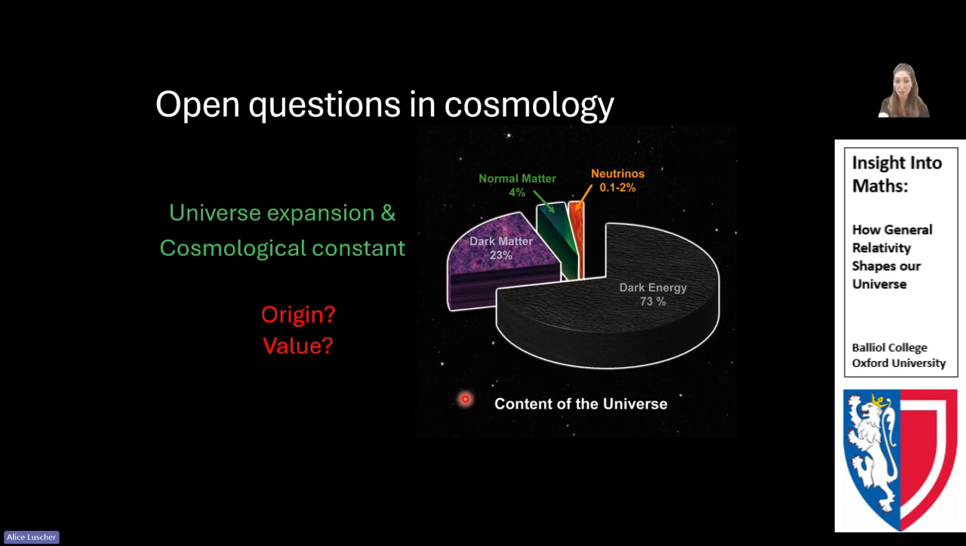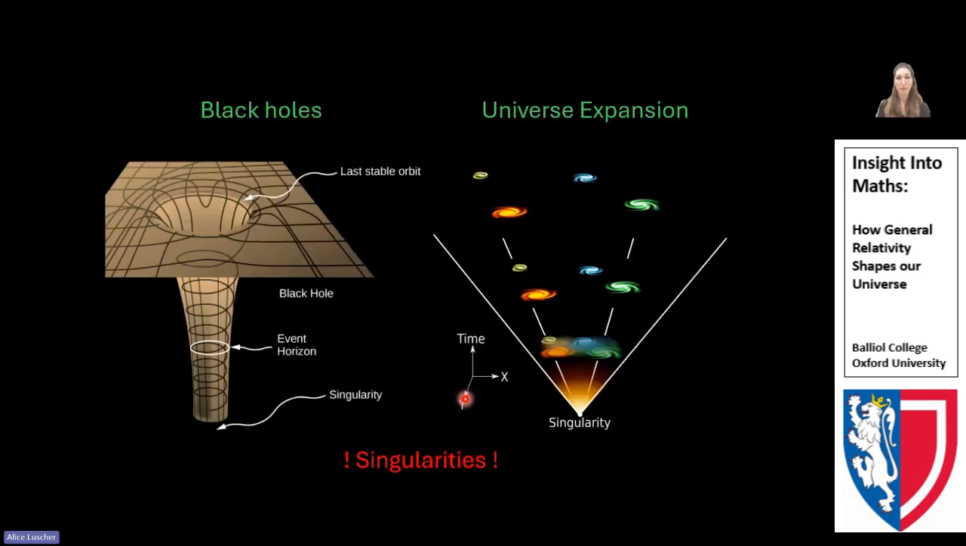There are two other things that are predicted by general relativity: the existence of black holes and the existence of the Big Bang. But even here, there are some parts that are not fully explained by general relativity.